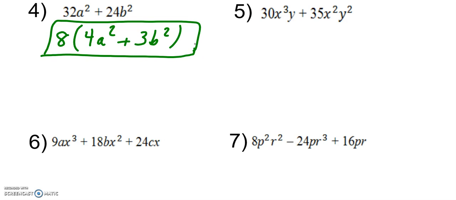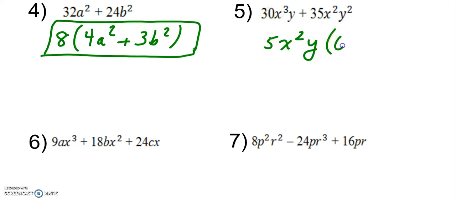Number 5, when I look at 30 and 35, the greatest common factor is 5 with the numbers. I look at x cubed and x squared. The smaller of the exponents is x squared, so I take that out because I'm allowed to take 2 out of 3, but I can't take 3 out of 2. I look at y and y squared and take out the smaller exponent of y. So I now do division and subtraction of exponents.